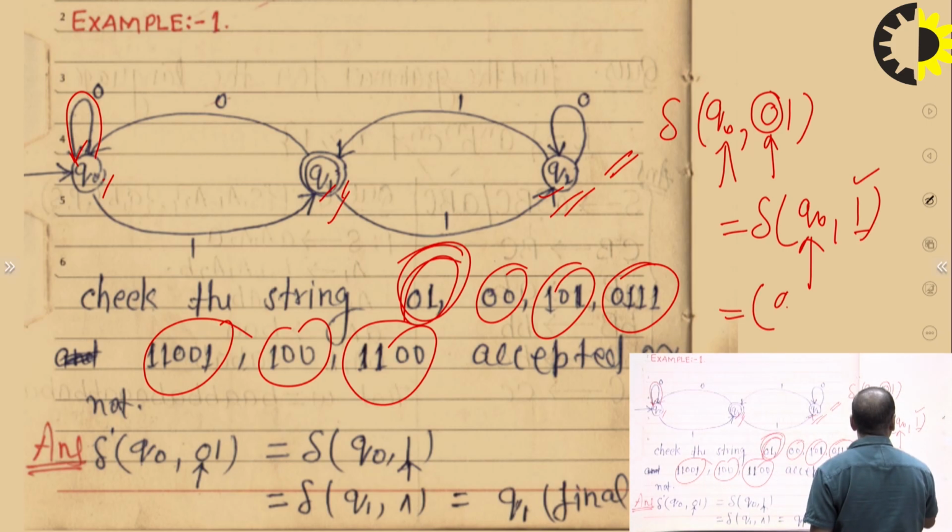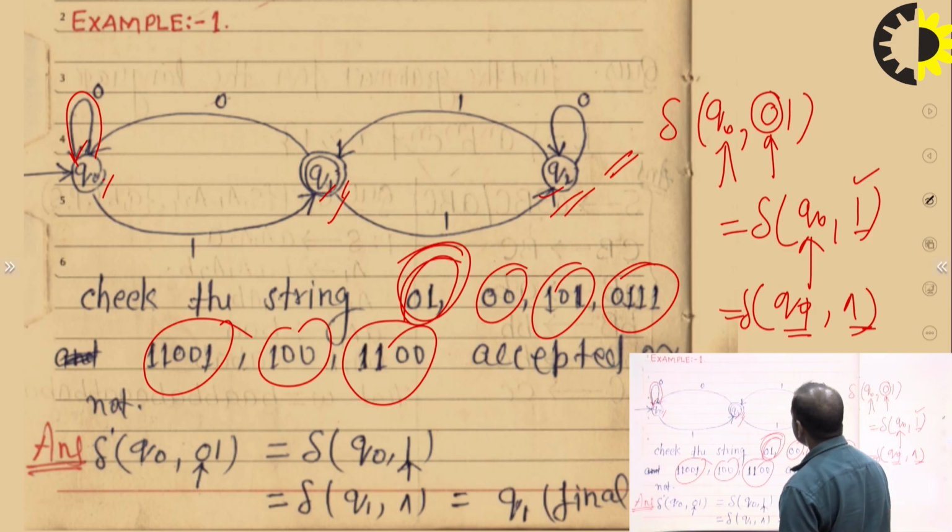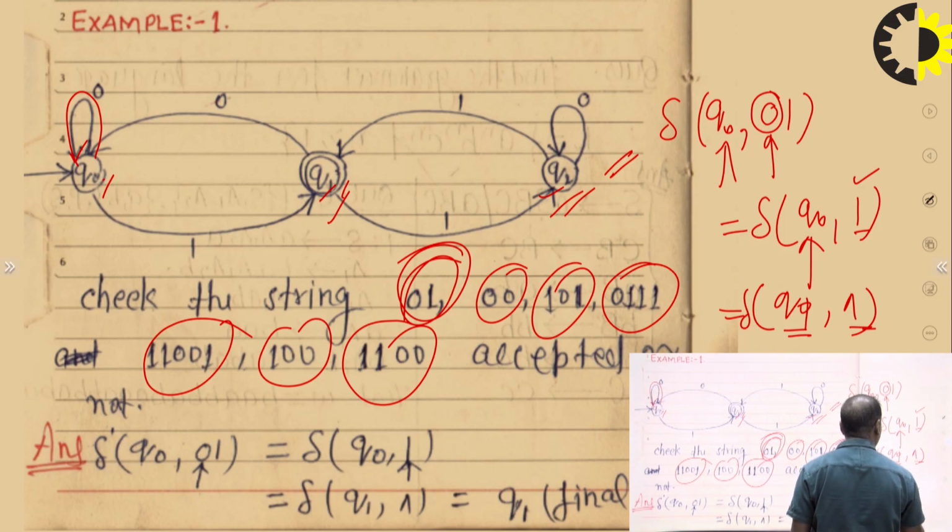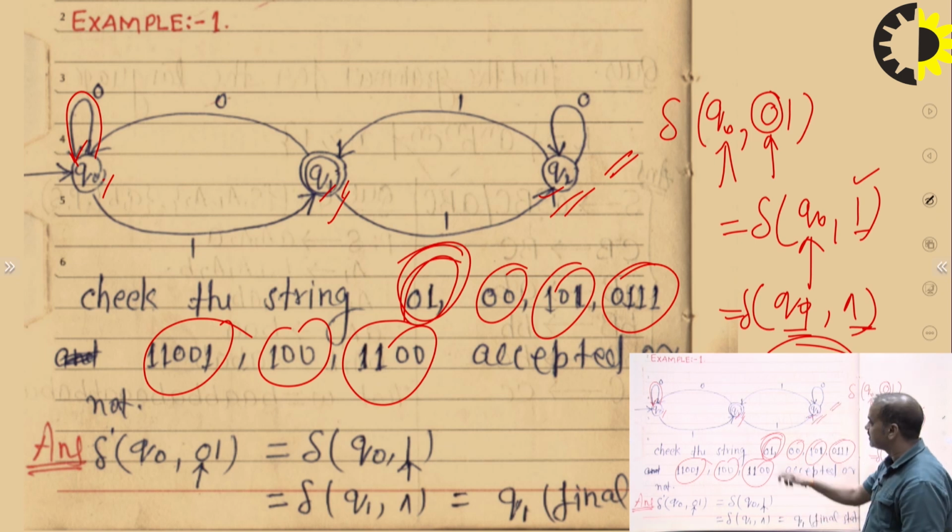Here we write delta of Q1, comma null. Now, state Q1, input null. There is no change, so we write Q1. Now we check whether Q1 belongs to the final states F. Q1 belongs to the final states, hence the string 01 is accepted. This is the final answer of this question.